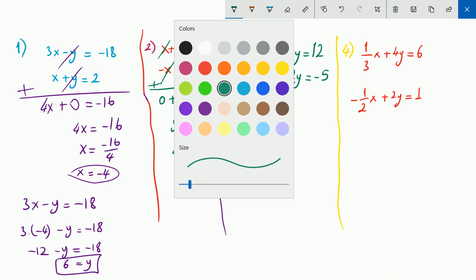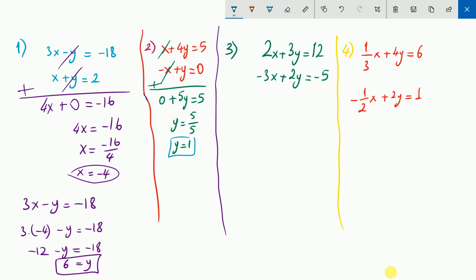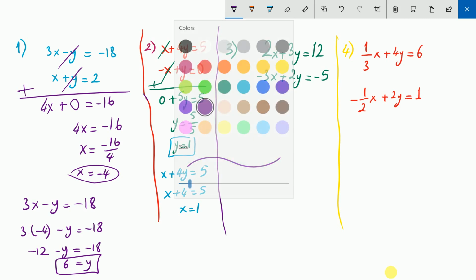Let's replace y with 1 in the first equation or in the second equation, no problem. x plus 4y equals 5. x plus 4 equals 5. Of course, 4 times 1 is 4. x is 1. Oh, they are the same. Let's look at the second example.